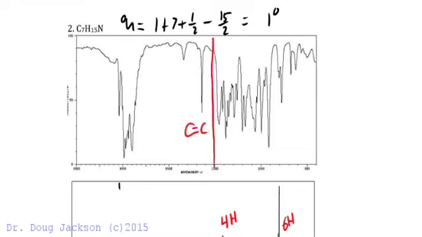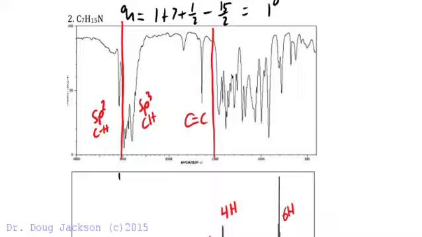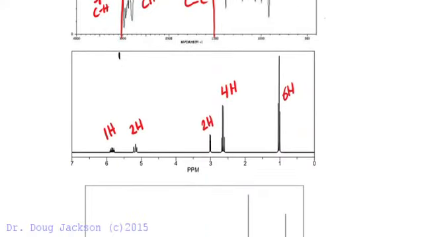There's a sharp C=C. Looks like a C=C double bond. We have evidence for that with an sp2 CH stretch to the left of 3000. We also have some sp3 CH stretches. Okay, move on. We've got our evidence for the unsaturation. It's a double bond. Do we have evidence in the NMR?